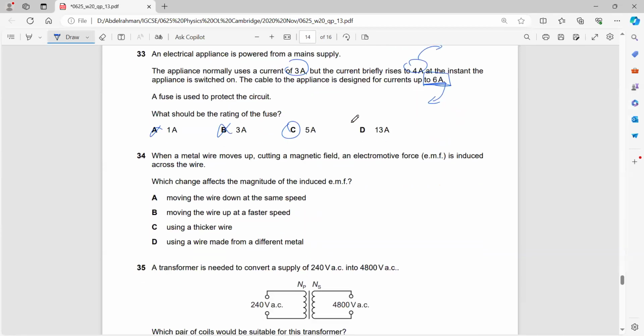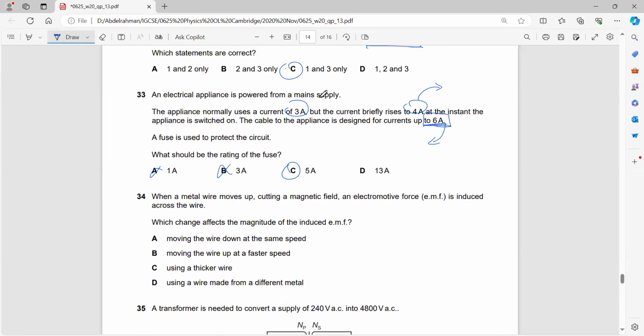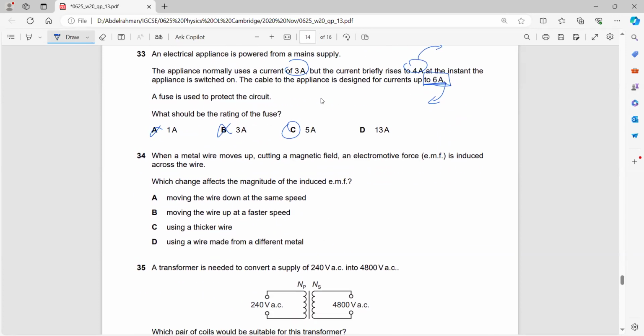Okay, when a metal wire moves up, cutting a magnetic field, an electromotive force is induced. Again, the appliance uses 3 amperes. This is the normal operation. For example, let's say the laptop. The laptop needs 3 amperes to operate smoothly. It needs 3 amperes.